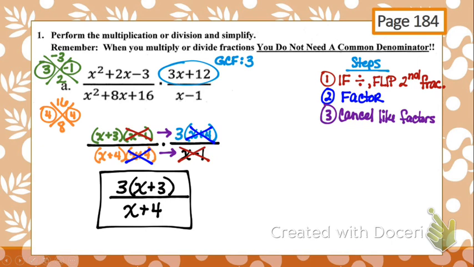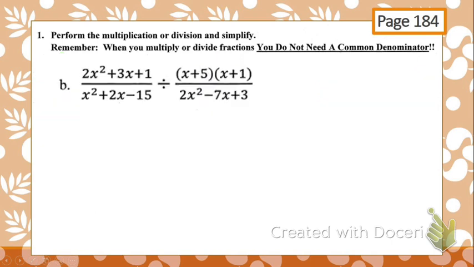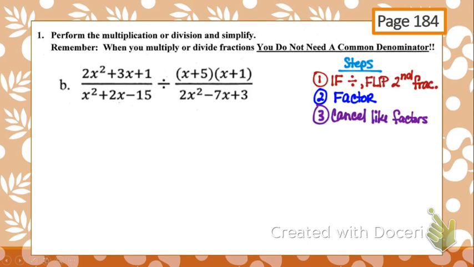Let's go look at B. I'm going to write my steps down again. Do I need to worry about the first step? Yes. Why? Because it's division. So before I do any factoring, before I draw any x's, what's this going to look like? It's going to be the first fraction, then the second one flipped. Yep, leave the first one alone.